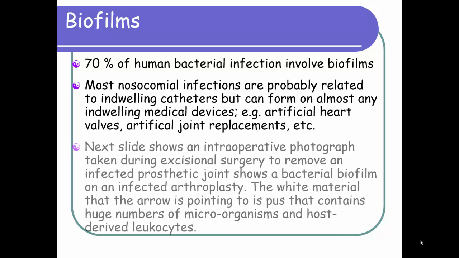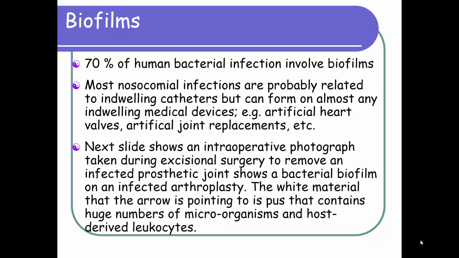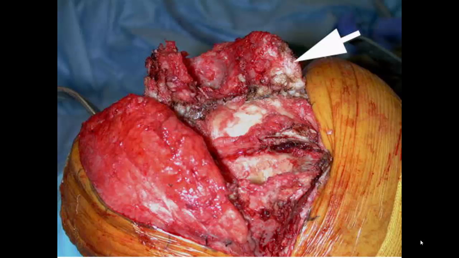This next slide shows an intraoperative photograph taken during excisional surgery to remove an infected prosthetic knee joint and shows a bacterial biofilm of an infected arthroplasty. The white material that the large white arrow is pointing to is pus and contains huge numbers of microorganisms and host-derived leukocytes, especially neutrophils. This is the number one reason why artificial joints have to be replaced from time to time, is the formation of biofilms on the artificial joint parts.